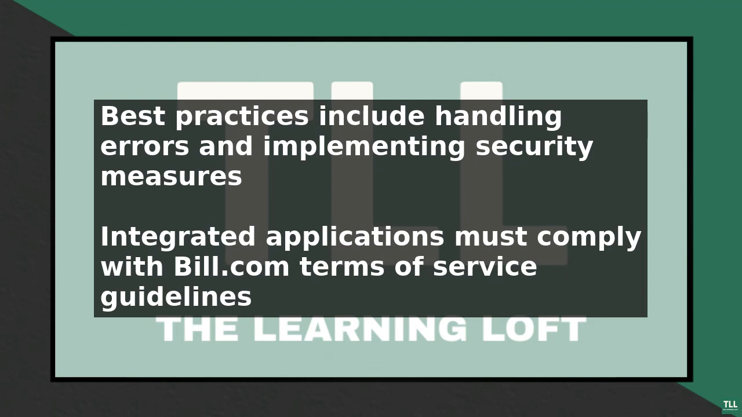Conclusion. The Bill.com API SDK provides a powerful set of tools and libraries for integrating the Bill.com platform with custom applications and systems. By following the key concepts, getting started with the API SDK, and using practical examples, developers can unlock the full potential of the Bill.com platform and automate tasks, access data, and extend functionality. By following best practices, developers can ensure that their integrated application is secure, reliable, and compliant with the Bill.com terms of service.